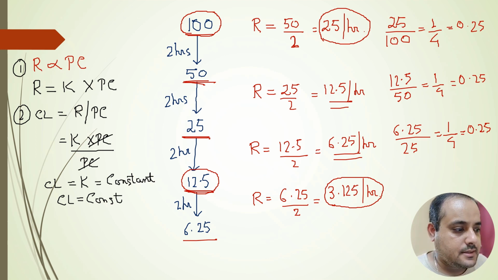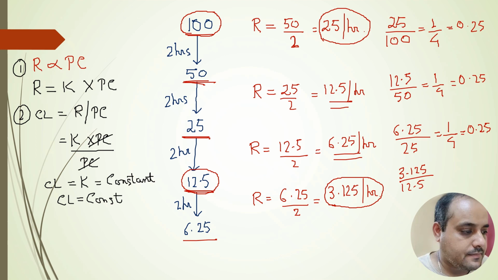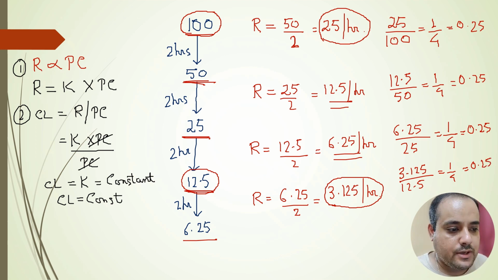And in this case, the concentration is 12.5. The rate of elimination is 3.125 and the plasma concentration is 12.5. So the clearance is again 1 by 4, which is equal to 0.25. So in both ways we saw that the clearance remains constant.